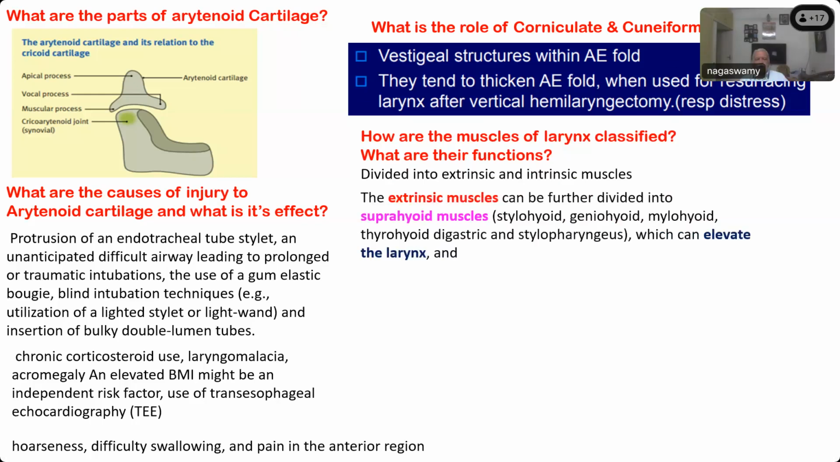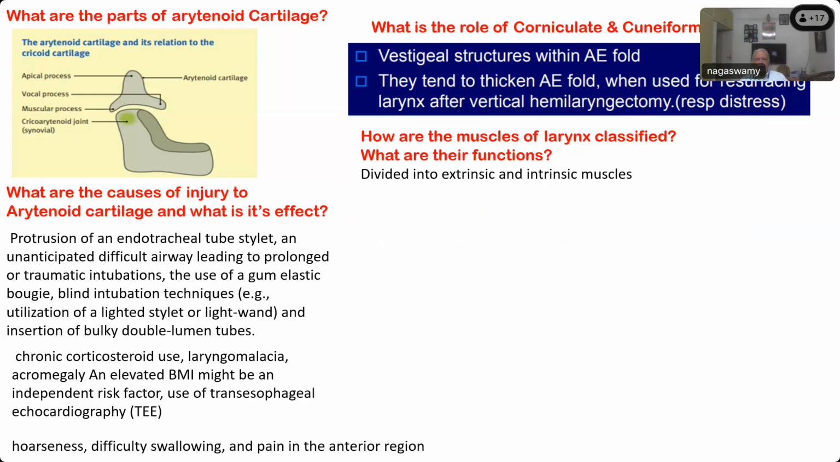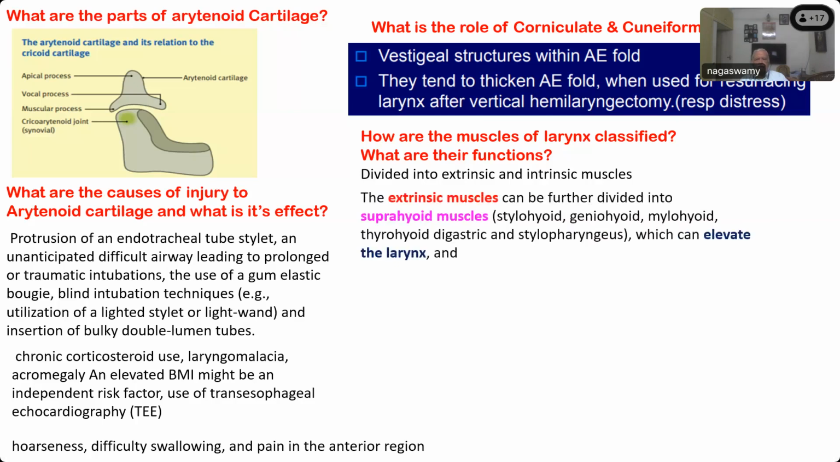So what are all the extrinsic muscles? Can you name a few extrinsic muscles? Sternocleidomastoids. Thyroid. All the strap muscles, mostly the strap muscles. Extrinsic muscles can be further divided into suprahyoid muscles, which are stylohyoid, geniohyoid, mylohyoid, thyrohyoid, digastric, and stylopharyngeus, which are elevators of the larynx. They help in pulling the larynx up.